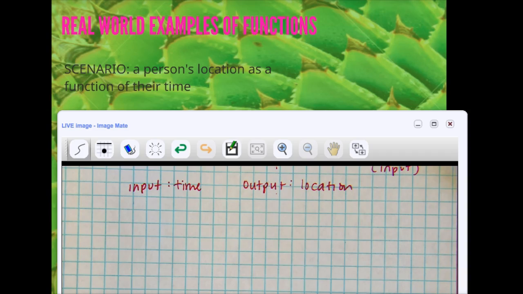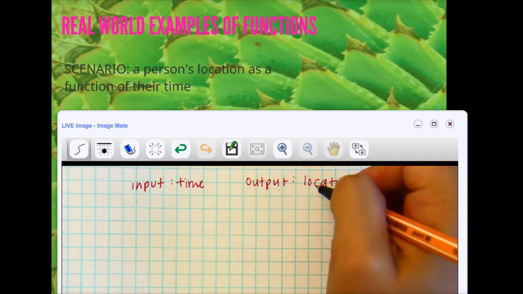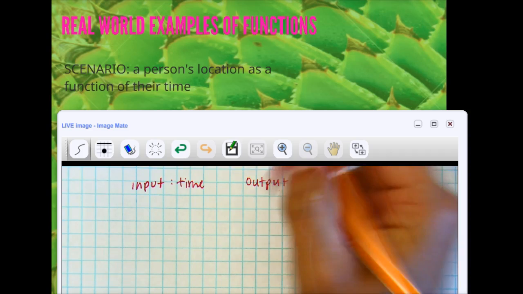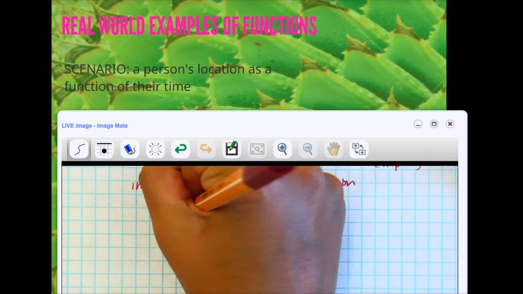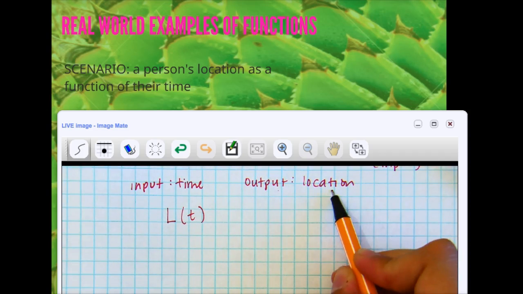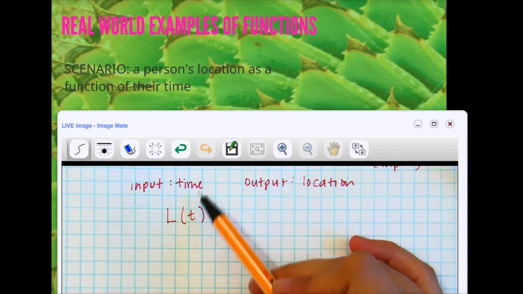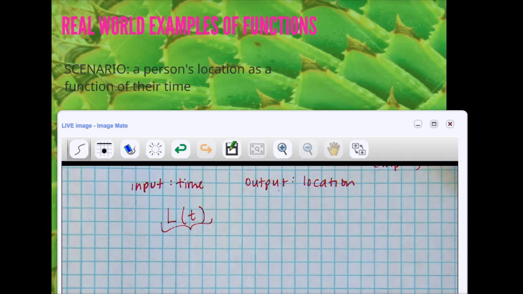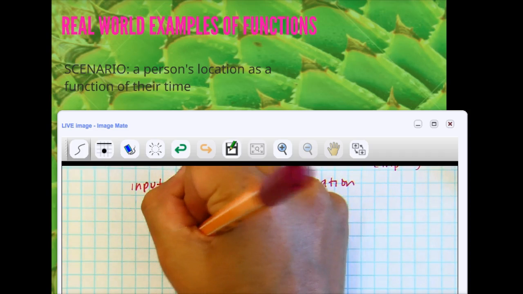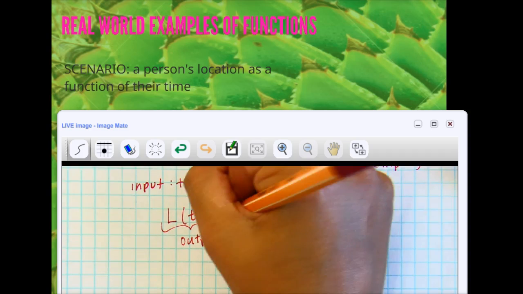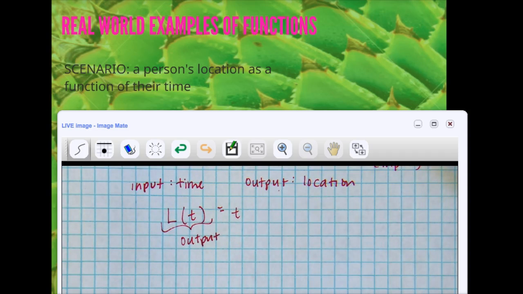So I've got this function. If my function is where I am, or my output is where I am, I'm going to put L of t, where L stands for my location and t stands for time. So remember, L of t, or f of x, that's my output. And my input is time. So where I am is a function of time.